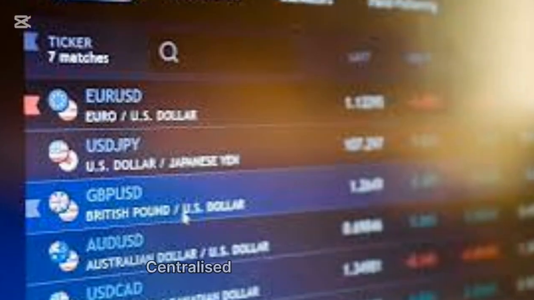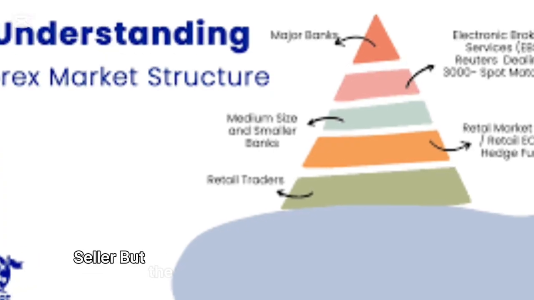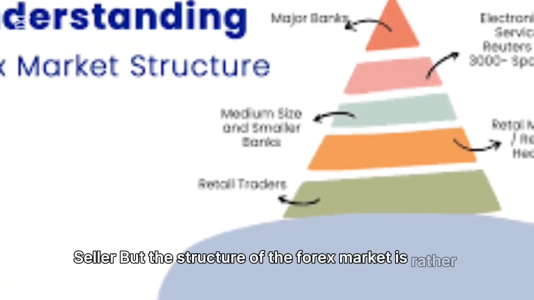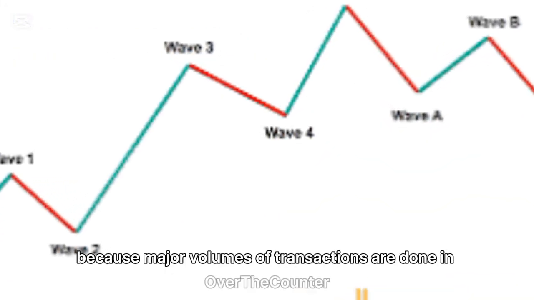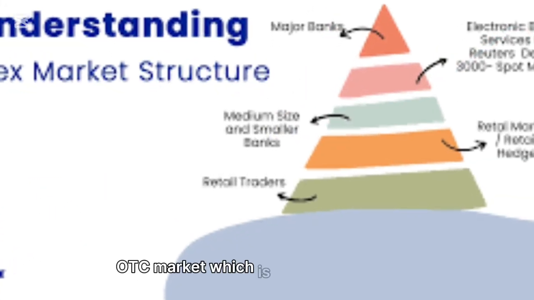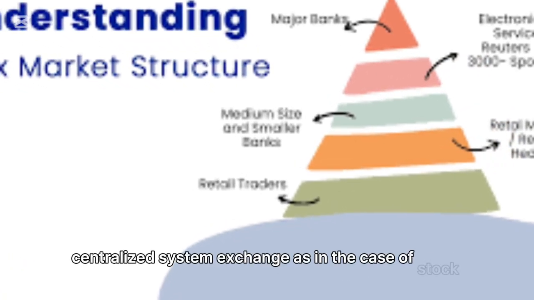Buyers, centralized exchanges (NSE, BSE, NYSE), sellers. But the structure of the Forex market is rather unique, because major volumes of transactions are done in the over-the-counter (OTC) market, which is independent of any centralized exchange as in the case of stock markets.